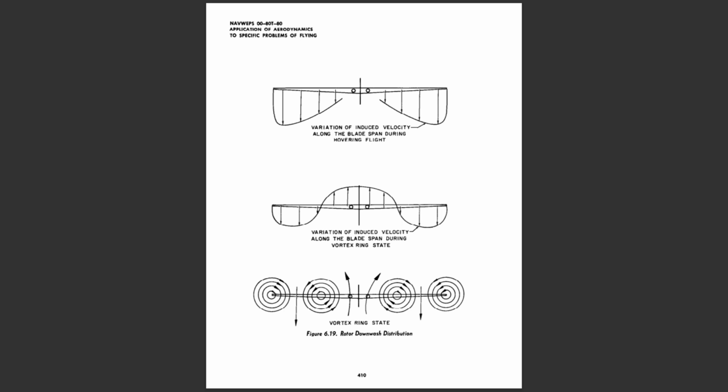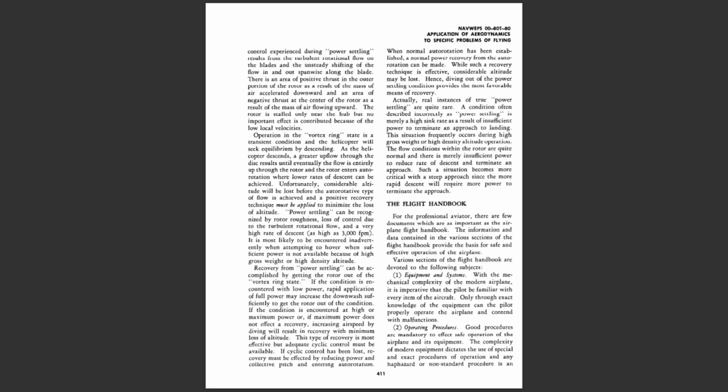Actually, real instances of true power settling are quite rare. A condition often described incorrectly as power settling is merely a high sink rate as a result of insufficient power to terminate an approach to landing. This situation frequently occurs during high gross weight or high density altitude operation. The flow conditions within the rotor are quite normal and there is merely insufficient power to reduce rate of descent and terminate an approach. Such a situation becomes more critical with a steep approach, since the more rapid descent will require more power to terminate the approach.